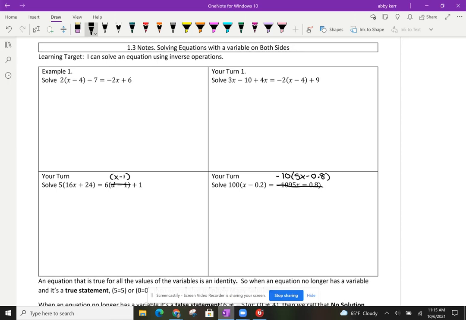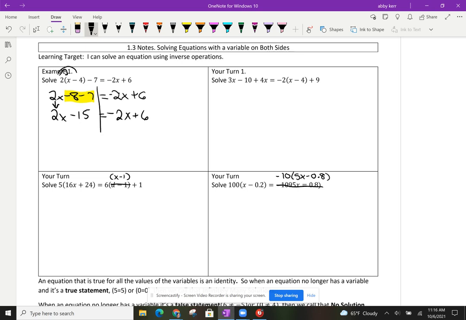All right, so in these notes, we are going to solve variables on both sides. So the first step is always to get rid of the parentheses, and how we do that is by distributing. So then we have 2x minus 8, drop down the minus 7, and then drop down the negative 2x plus 6. The next step has always been to combine like terms. So then we have negative 15 equals negative 2x plus 6. Once again, we didn't use that 2x, so that's why I dropped it down.